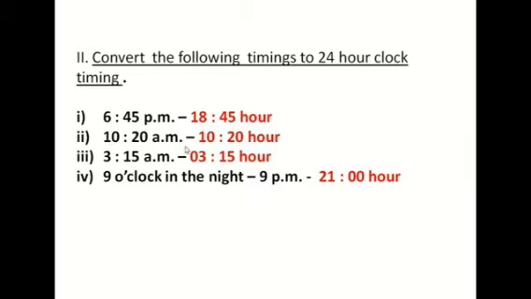10:20 a.m. So it will be 10:20 hour. 3:15 a.m. So it will be 03:15 hour. Fourth one, 9 o'clock in the night. So it is night, means p.m. So 9 p.m. As it is p.m., you have to add 12 to 9. So it will be 21:00 hour.